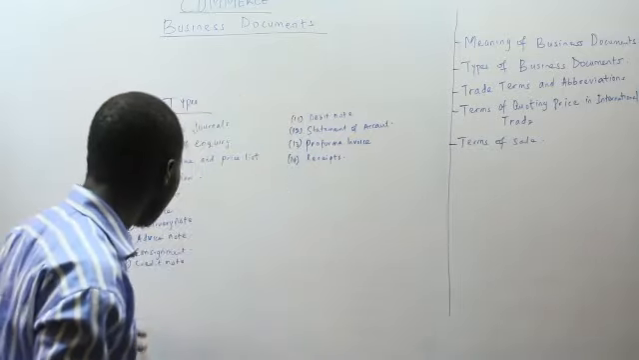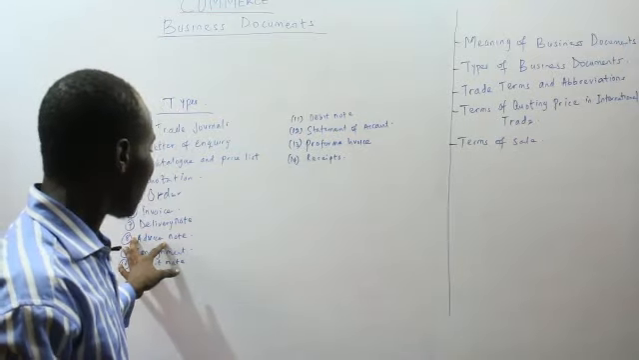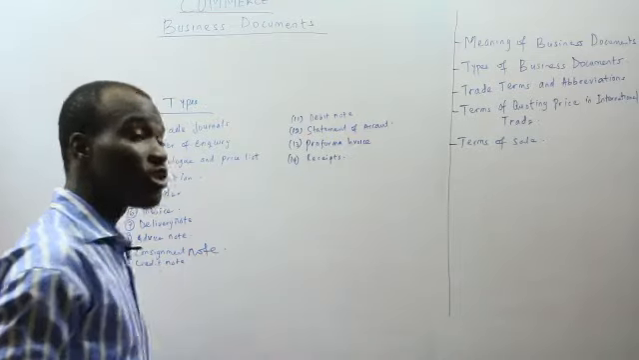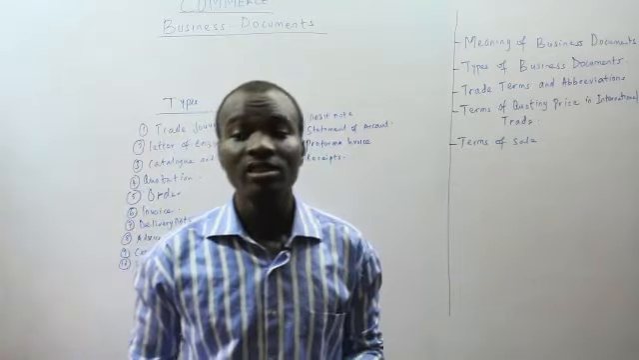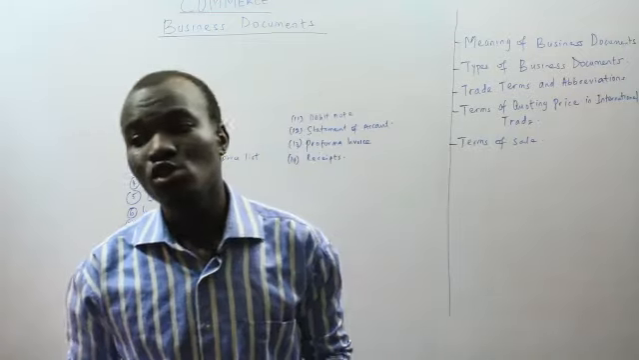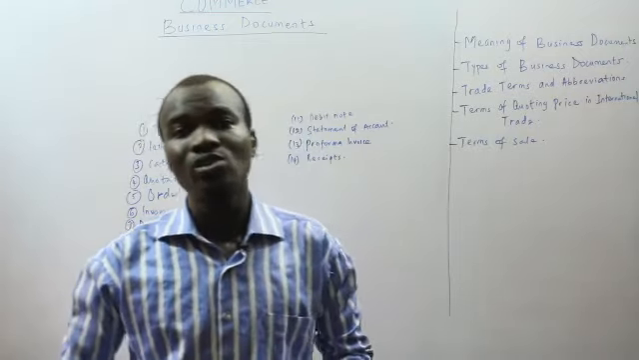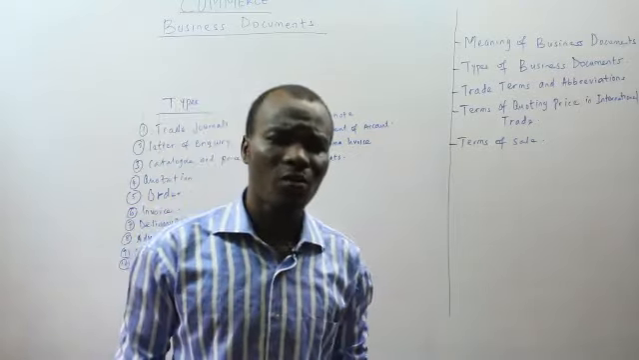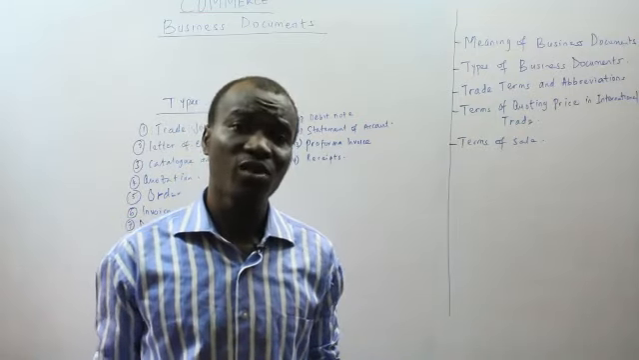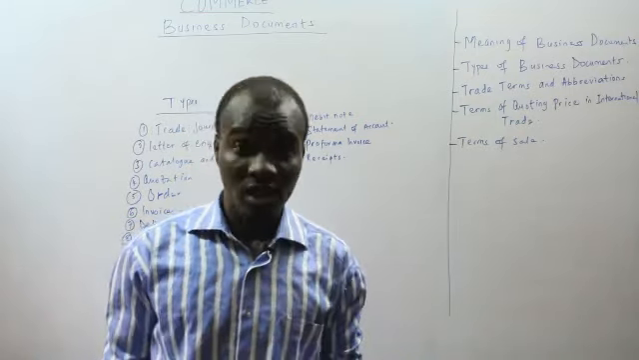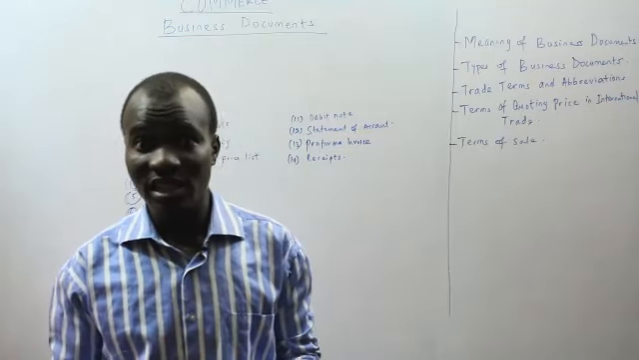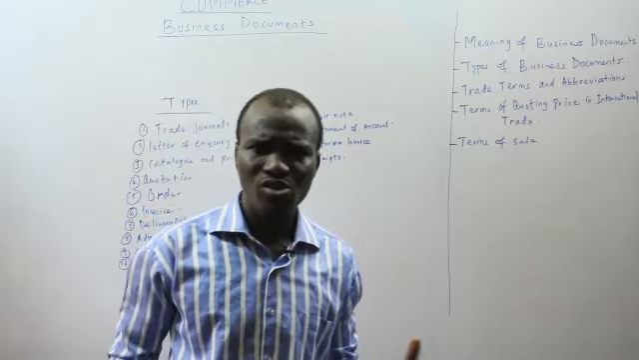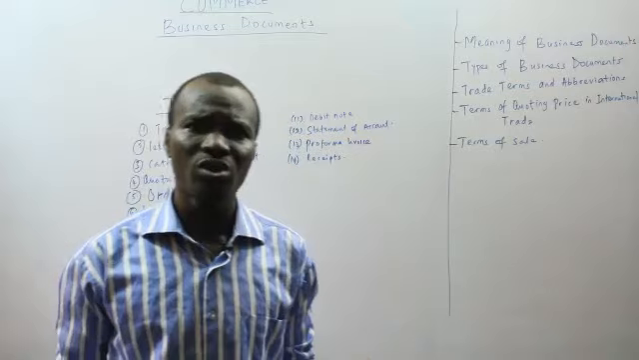So the next one we have is the advised note. The advised note is a document. This document is usually sent directly by the seller to the buyer to advise the buyer on the type of goods he can request, and all necessary information about the goods. So the seller will send the document, which is the advice, to the buyer to tell him the nature of the goods he's going to buy and how he's going to deal with such goods.